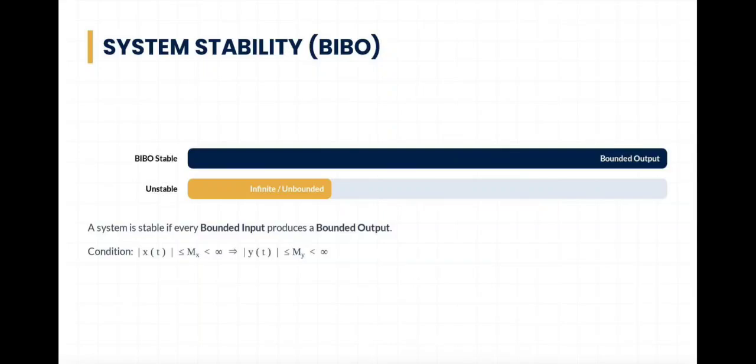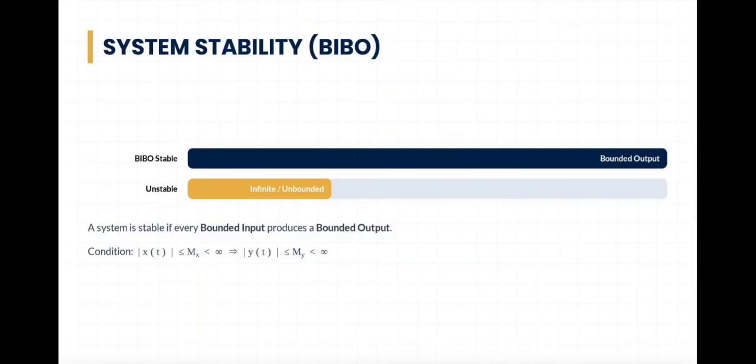From the visual, we can see that the BIBO stable, or the dark bar, represents a healthy system. No matter how long it runs, the output stays within the blue bar. It never explodes or grows to infinity. The unstable, or the gold gray bar, is a broken system. Even with a small input, the output shoots off to infinity, or unbounded. Imagine a microphone creating a feedback loop that gets louder and louder until the speaker blows. That is an unstable system.